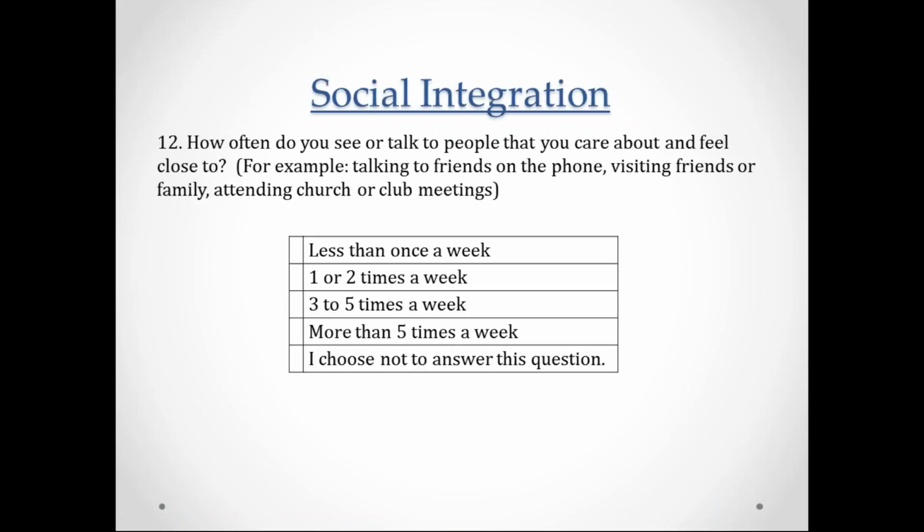The next one is social integration, and this is question 12 of the tool. It relates to how close people are with the people that matter to them. So it's talking to friends on the phone, visiting friends and family, attending church or club meetings, and it's really to assess the degree of social isolation that a patient has. As we mentioned in our previous webinar, social integration can be really key to dealing with health problems. And it's a very simple stratification, again by measures of how many times a week.